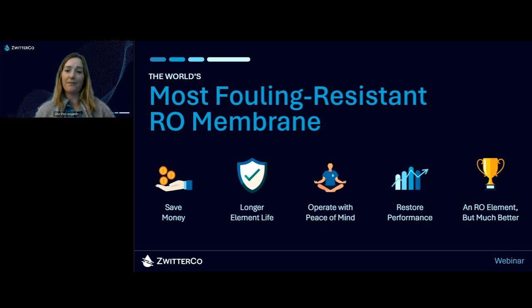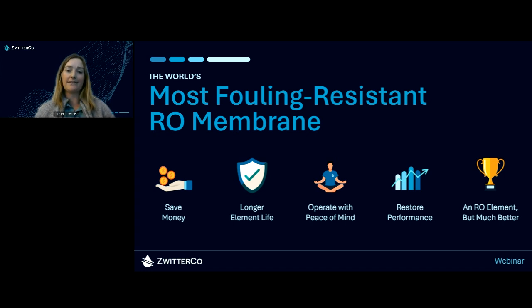You'll also benefit from longer element life. As we mentioned, cleaning kills membranes. So minimal chemical use ensures stable performance for years. Because ZwitterCo RO doesn't require as many alkaline cleanings, the membrane won't degrade as fast as conventional membranes, meaning they will last longer.